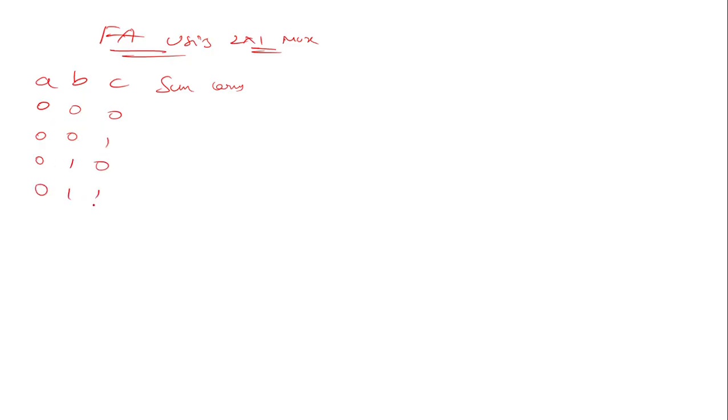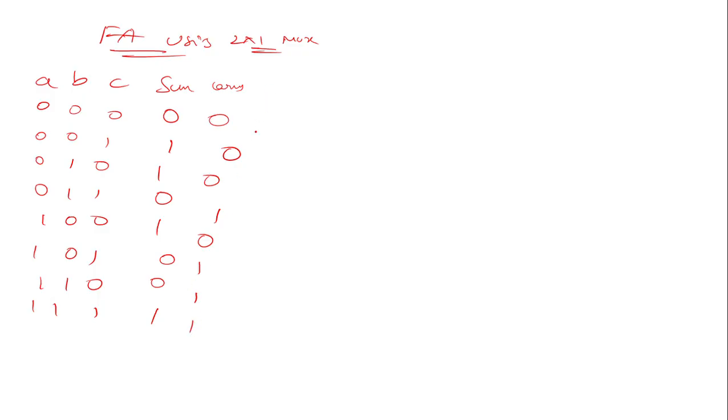First, what is our aim? A full adder using a 2x1 Mux. First we have to write the truth table for the full adder. We take the 3 inputs A, B, C and the sum and the carry. For 3 inputs we get 8 combinations, 0 to 7. Our sum is 0, carry 0; then 1 with carry 0; 1 with carry 0; 0 with carry 1; 1 with carry 0; 0 with carry 1; 0 with carry 1; and 1 with carry 1. So this is our truth table.